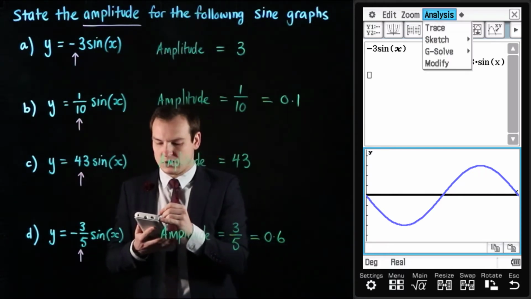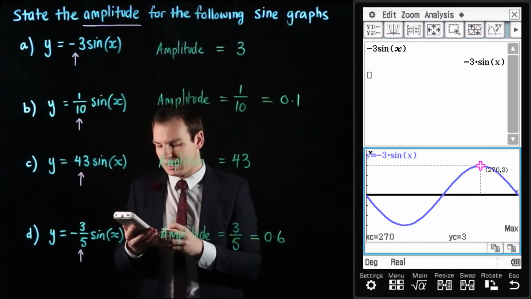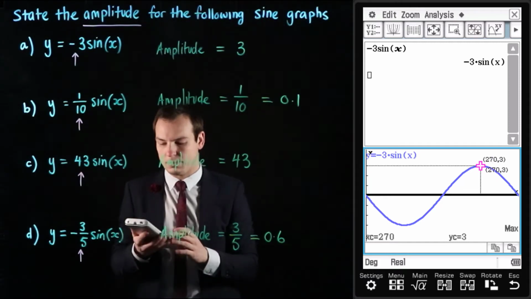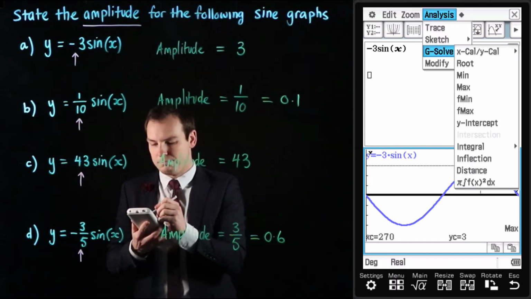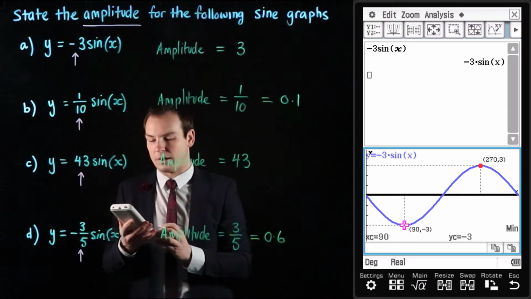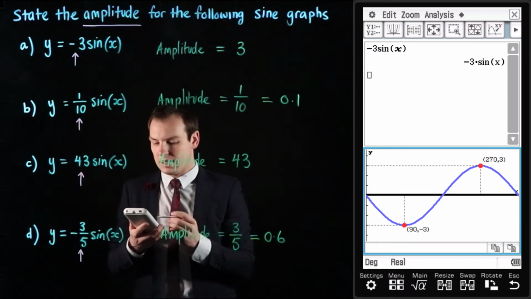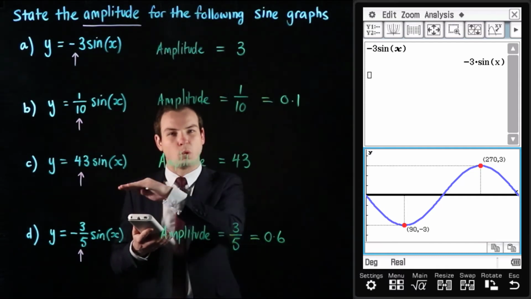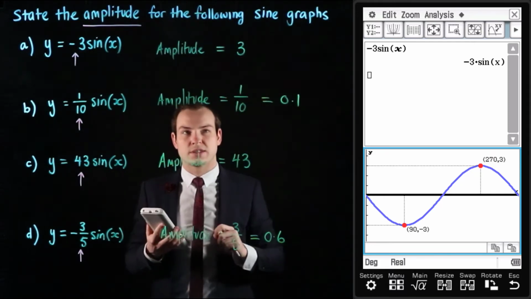And if I go Analysis, Gsolve, and we click maybe Maximum to start with, we can see we've got a maximum here that is going to be at 273. And hitting the blue Execute button on the keyboard will lock that on so we can refer to it later. If we go Analysis, Gsolve, Min for our next one, we're going to find that there is a minimum at 90, -3. And again, we can lock that point on by hitting Execute if we want. So we can see, based on this graph from the calculator, that the function does go 3 above the middle, which is y equals 0 for this graph, and it also goes 3 below. So that's why we say the amplitude is 3.